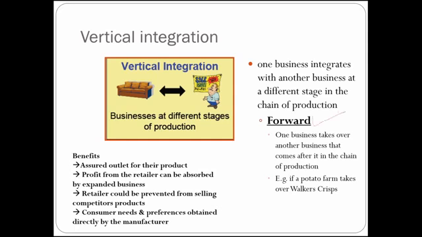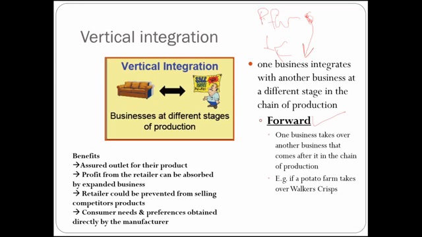The first one is called forward integration. Forward integration is simple. I'll explain it in this way. So this is a potato farm, this is the farm, and this is the factory here. When this farm decides to merge with this factory, we call it a forward integration. Why forward? Because the farm is in the primary and the factory is the secondary. So a farm is deciding to merge with the factory. Or maybe a factory will decide to merge with a seller of chips. So also this is forward integration. Forward integration is when a business takes over another business that comes after in the chain of production.